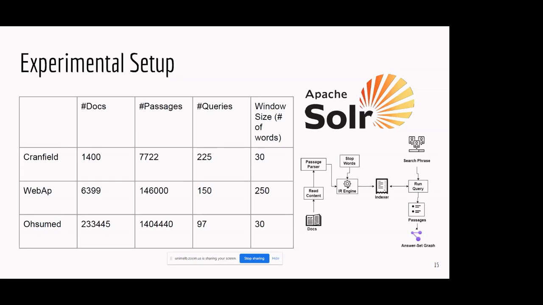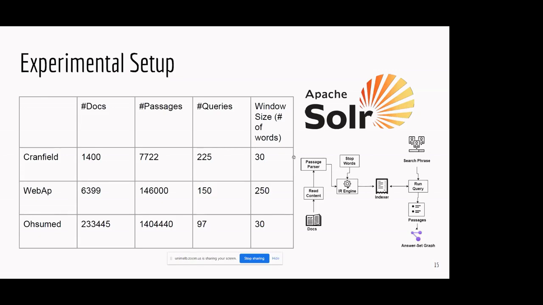WebAP is relatively larger in terms of the text, but Ohsumed, for example, has very abstract, very small text documents, abstracts, but there's a large amount of documents compared to WebAP and Cranfield. So they're different in characteristics, and we used them as a start to compare these 3 test collections, retrieve the results and see how they're performing.